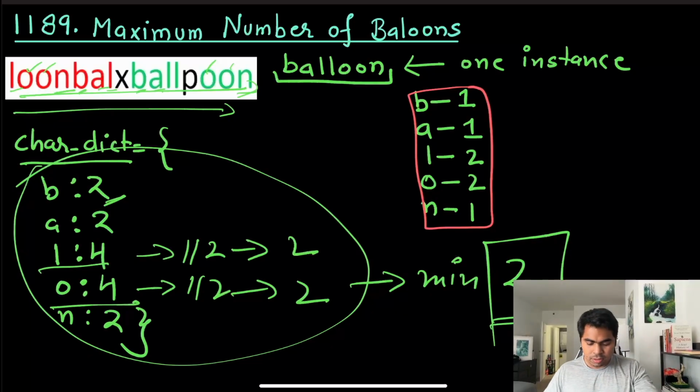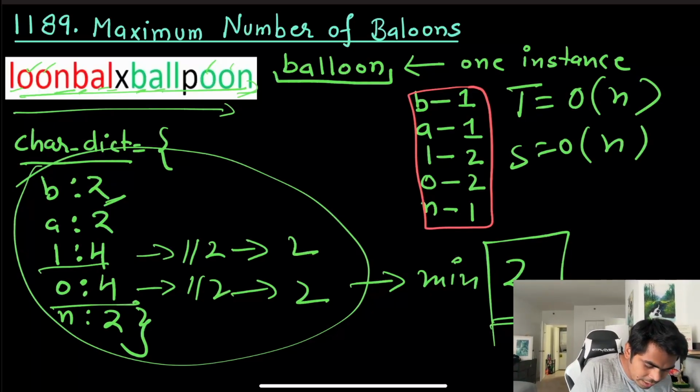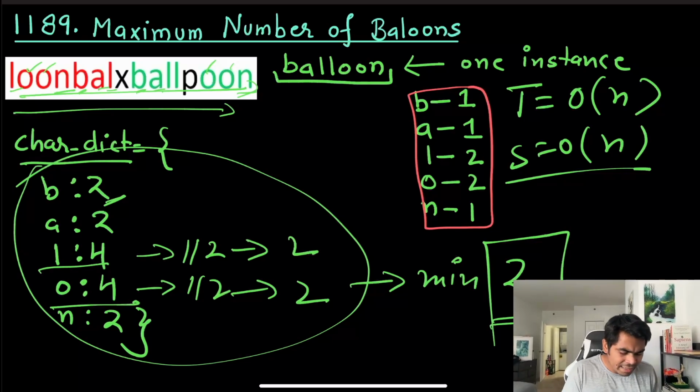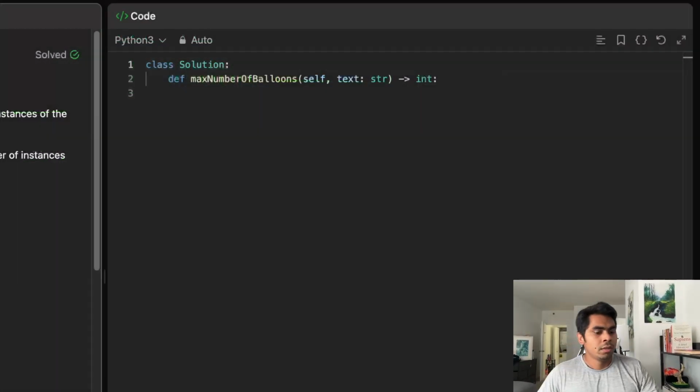So that's all. Let's code up this solution. It will be time complexity of O(n) and space complexity of O(n) as well, or I can say this one is even constant actually, because I'm only using just these few keys in my dictionary. All right, so I'm going to switch the view and let's code up our solution.